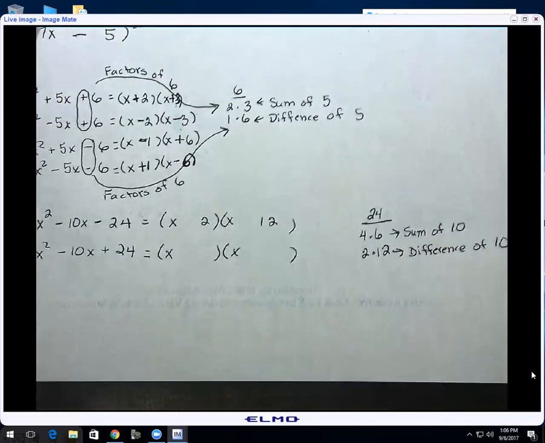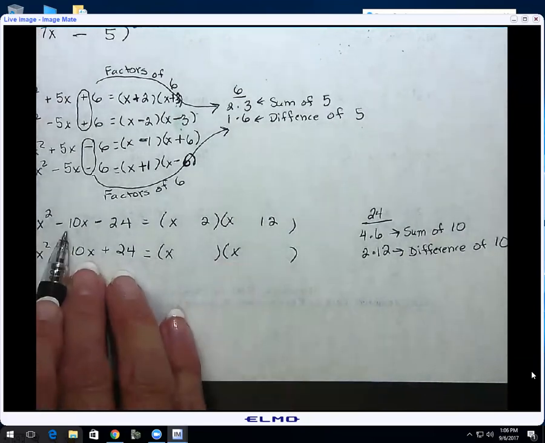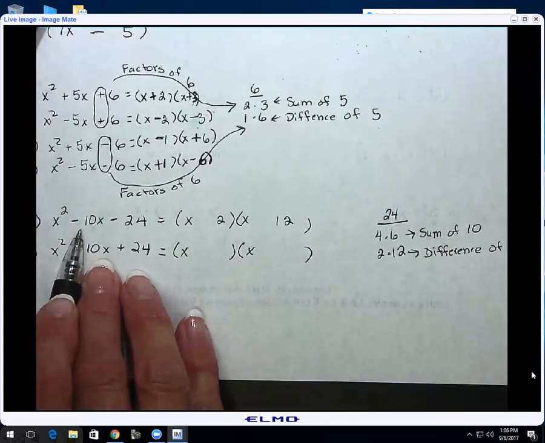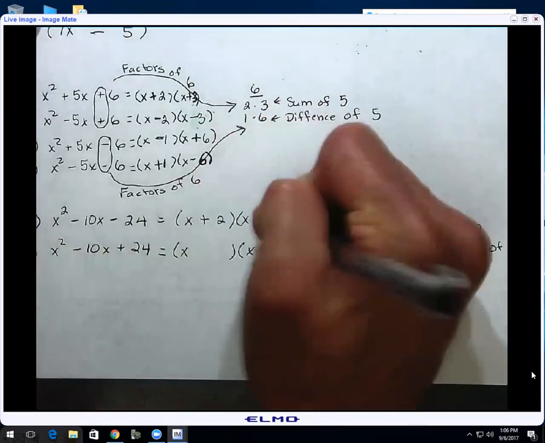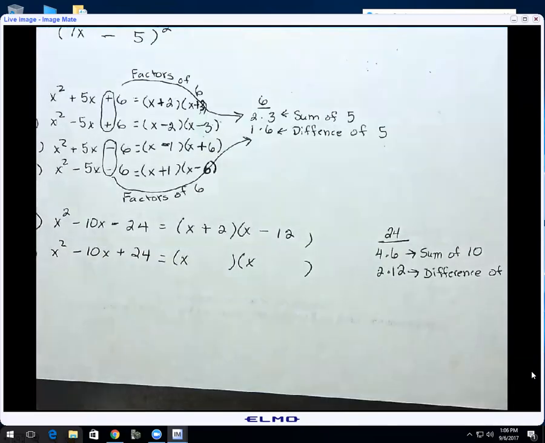And what would the signs of the 2 and the 12 have to be in order to give you a negative 10 in the middle? Positive 2 and a negative 12.